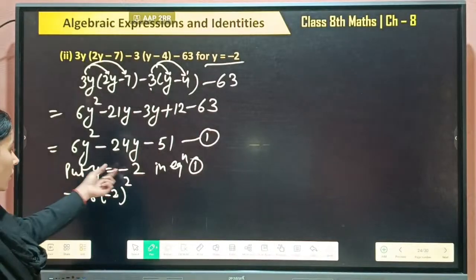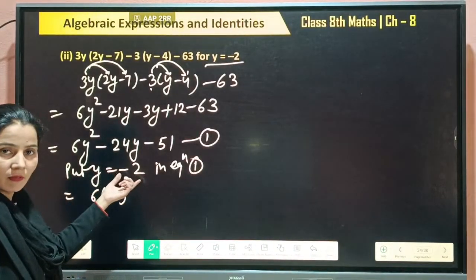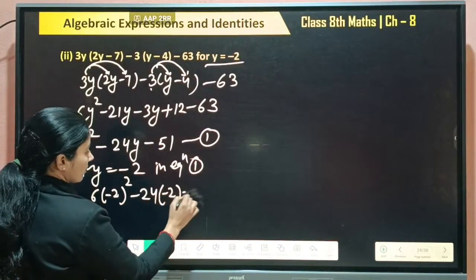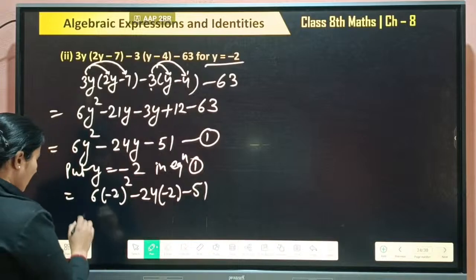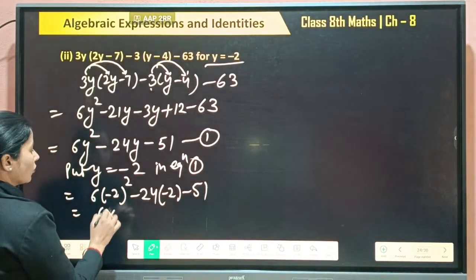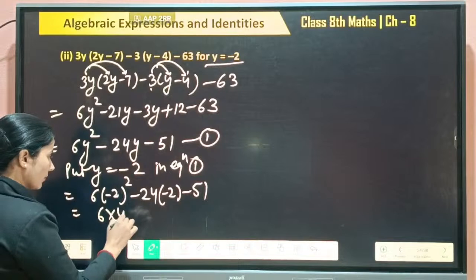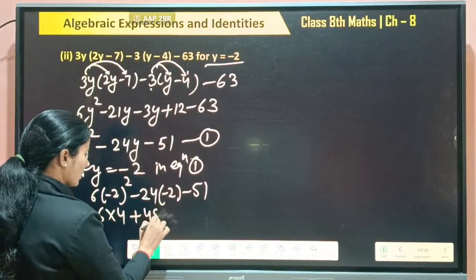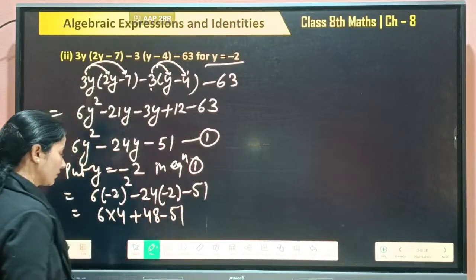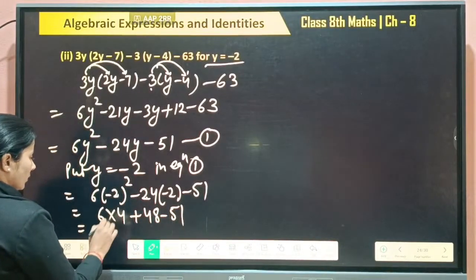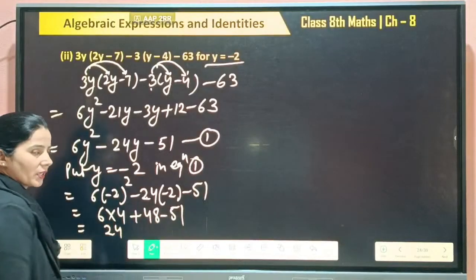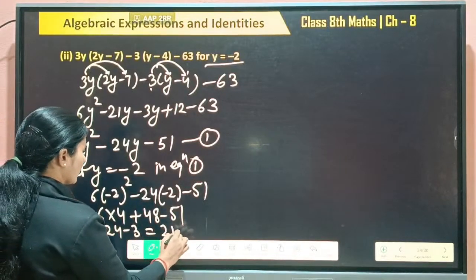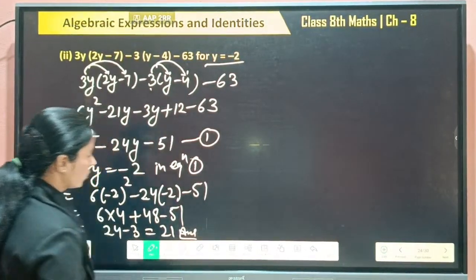In place of y, you have to replace this y with minus 2. So it will be 6 into minus 2 raised to power 2, that is 4, plus 24. Minus 2 twos are minus 48, minus 51. It is 24, 48 minus 51, minus 3. Answer is 21.